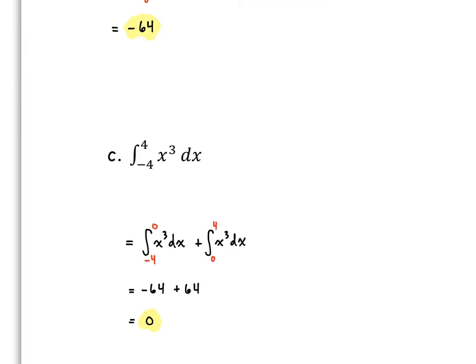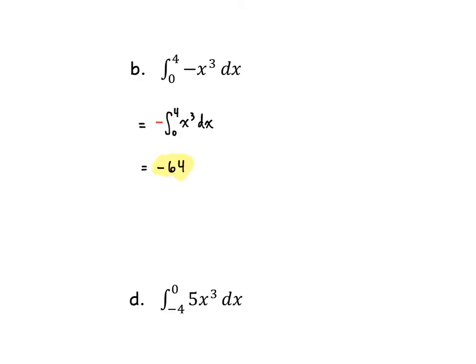Again, since it's an odd function, we can essentially break it up. The integral from -4 to 0, which we know is -64, plus the integral from 0 to 4, which was given to us as 64. So this turns out to be 0, or if you look at the theorem up above, you could have identified that it was going to be 0 as well.